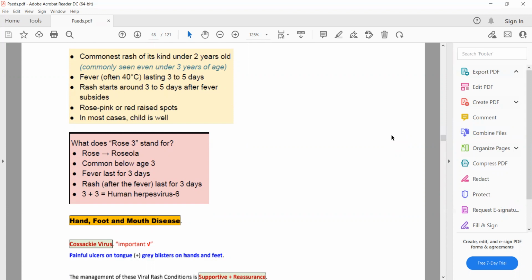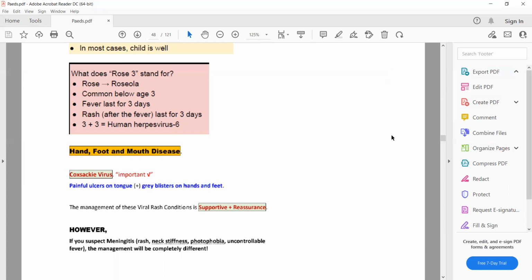So a simple mnemonic to remember roseola: roseola is common below 3 years of age, fever lasts for 3 days, and the rash appears after the fever, and it is caused by human herpes virus 6.